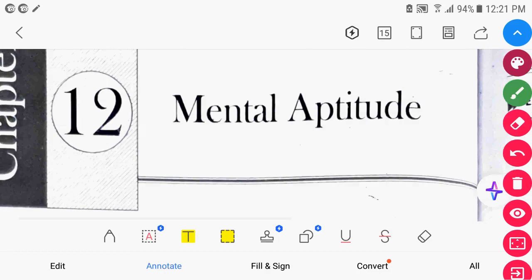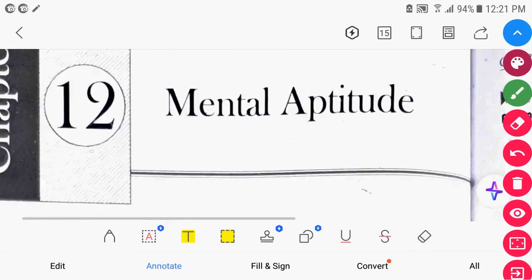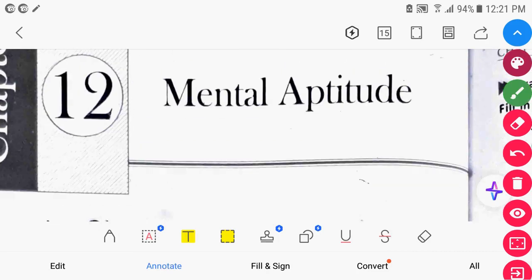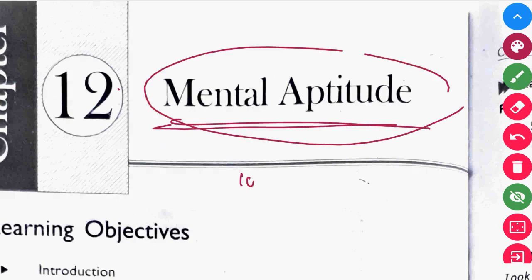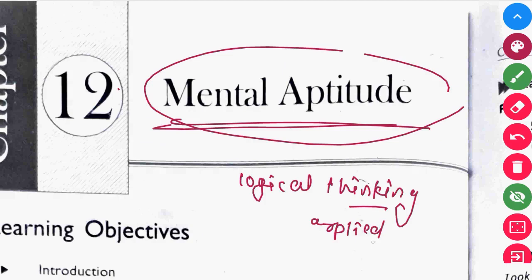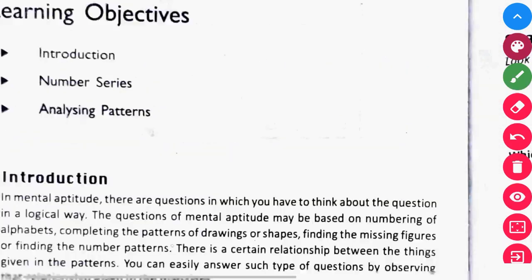Okay, so friends, I am Hinavani, and the next topic and the last topic of our subject Maths Olympiad for second standard is mental aptitude. Again here you have to use your logical thinking and apply it to solve the question. So this is based on your brain power.